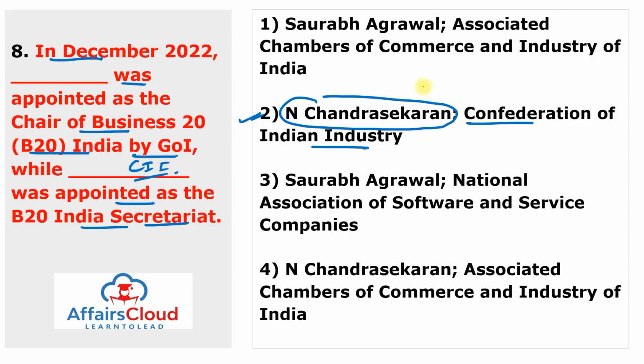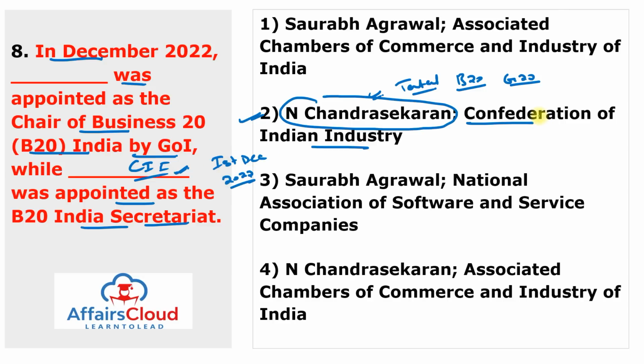So remember, the Government of India has appointed N. Chandrashekaran, the chairman of Tata Sons Private Limited, as the chair of the Business 20 or B20 India to lead the business agenda during the G20 presidency. And the Confederation of Indian Industry or CII has been appointed as the B20 India Secretariat by the government to lead the B20 India process. And CII assumed charge on the 1st of December 2022.